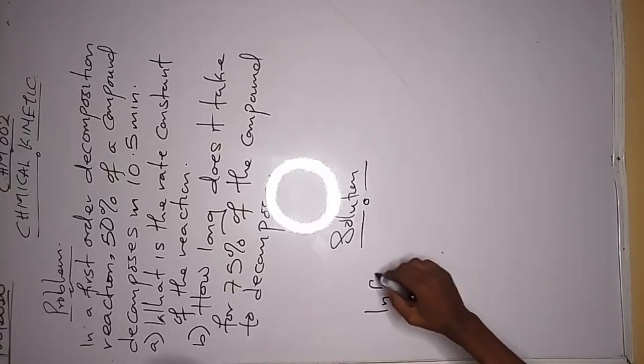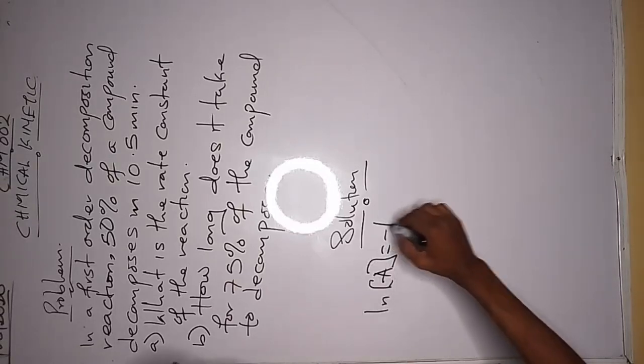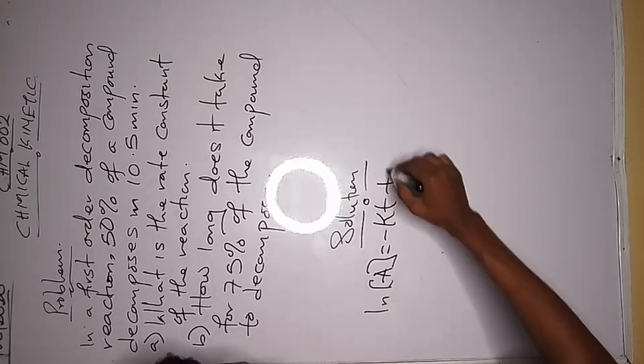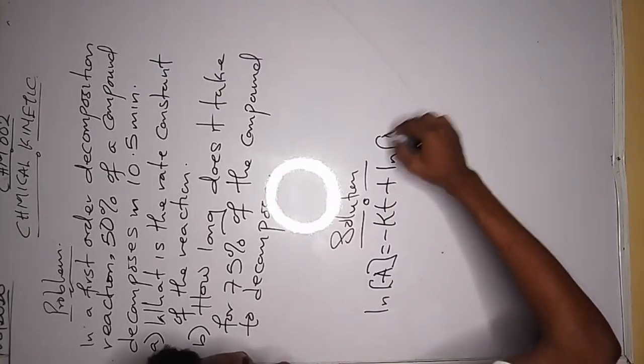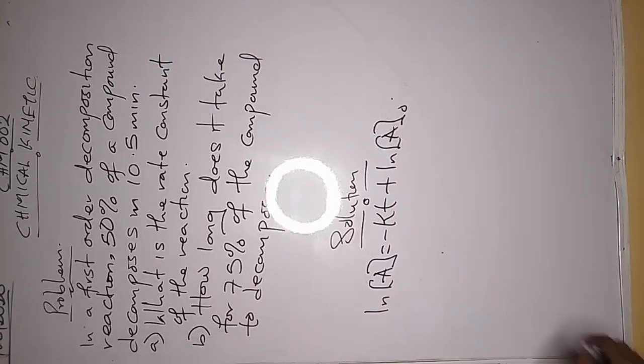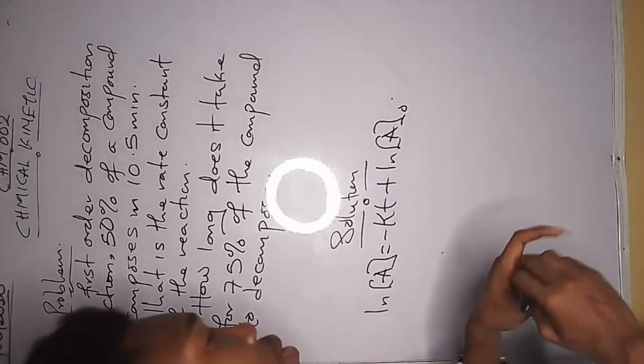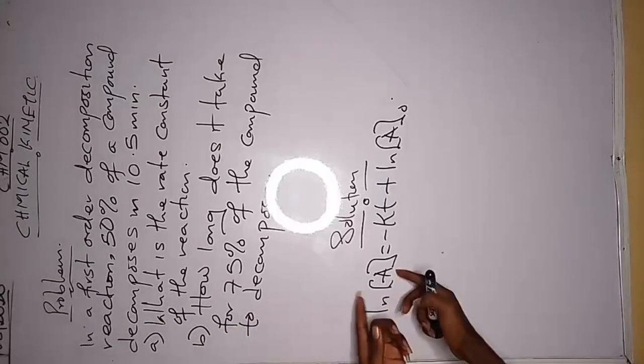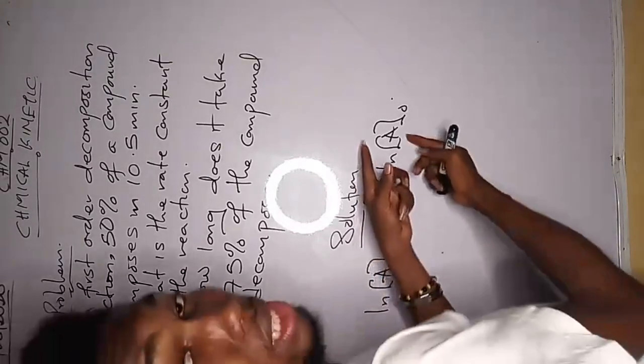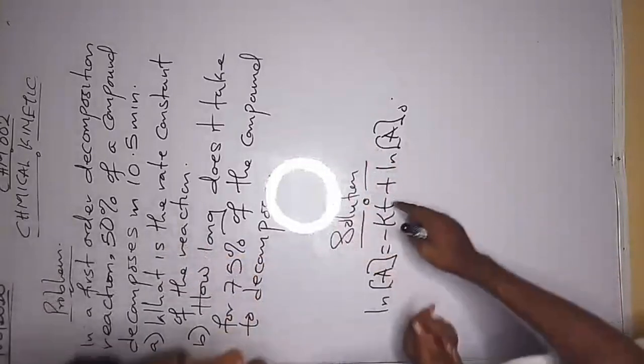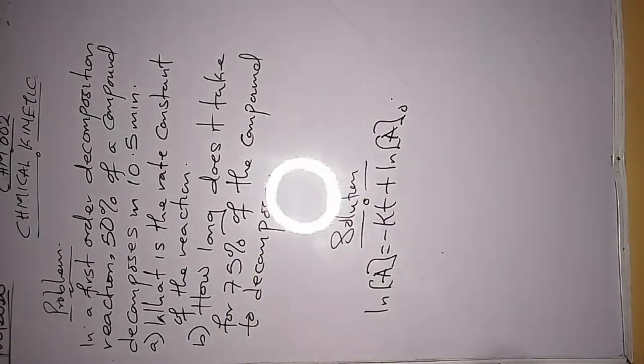ln A equals minus kt plus ln A naught. Have you seen that now? Where ln A is our final concentration, A naught is the initial concentration, and k is our rate constant. Now they ask, what's the rate constant of the reaction?